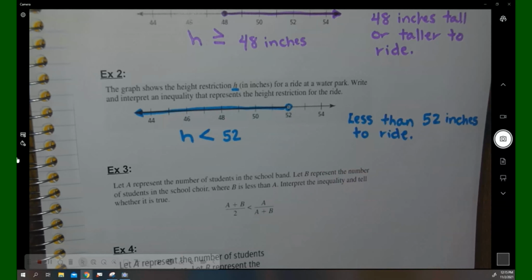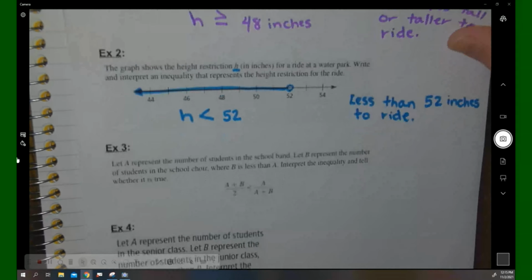51 inches, fantastic. 51 and a half, fantastic. 52.0, too tall. So it has to be smaller than 52 inches in order to ride this particular water slide. And I'm sure you've seen these kinds of rides before, right? They're the ones meant for the little kids, so they don't want the big kids on them to break them or cause problems for little kids. So they just make sure we've got some rides for just little kids. So you have to be less than 52 inches in order to ride this one.